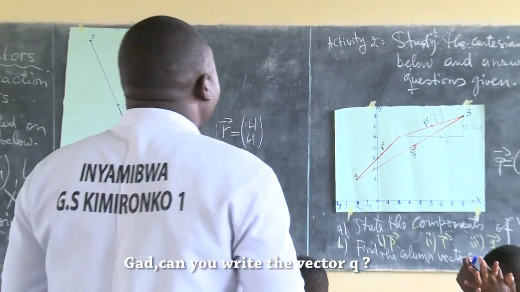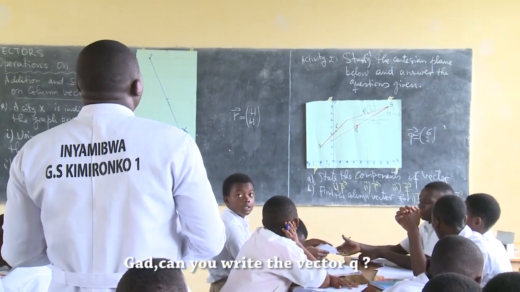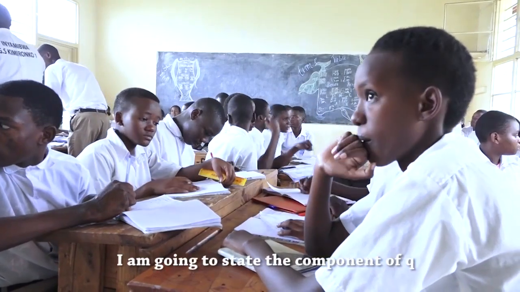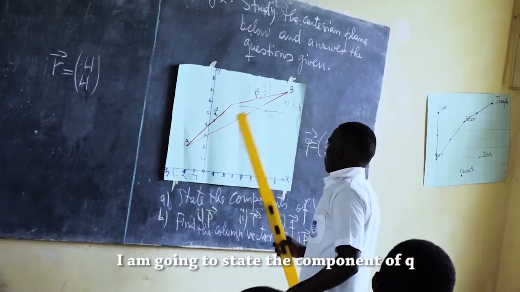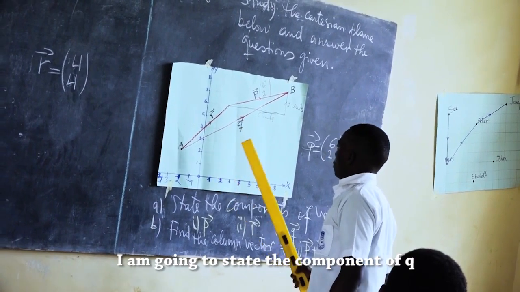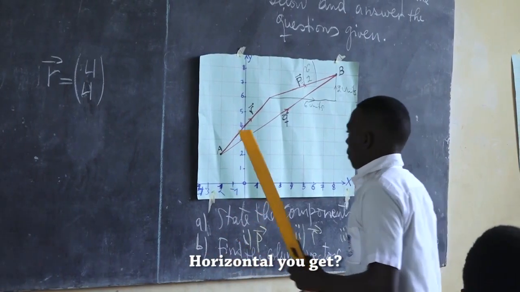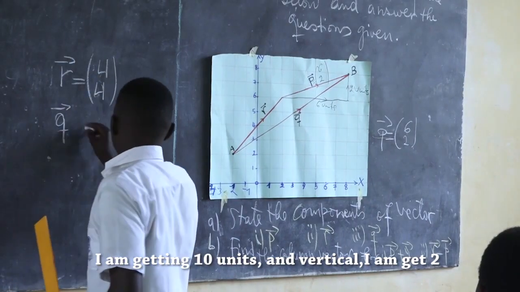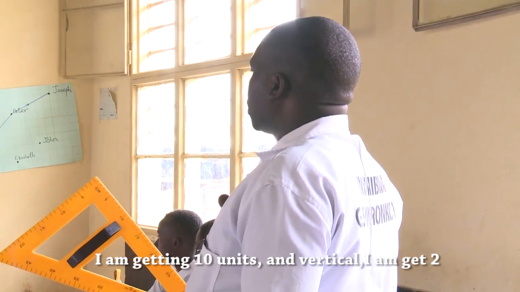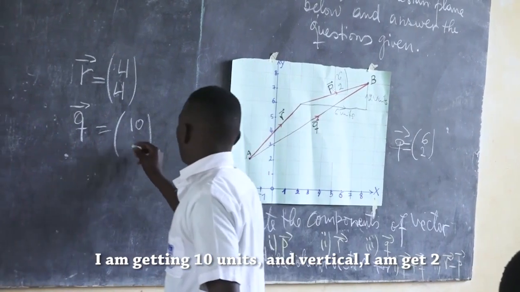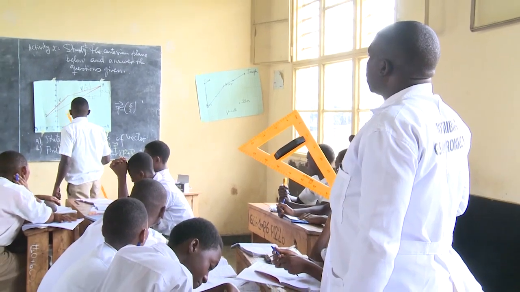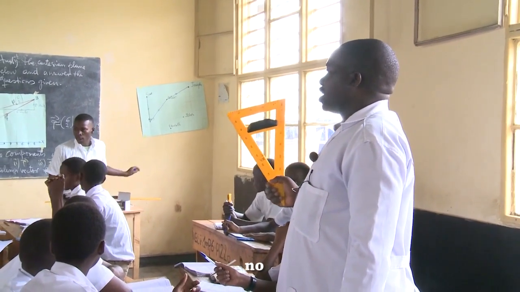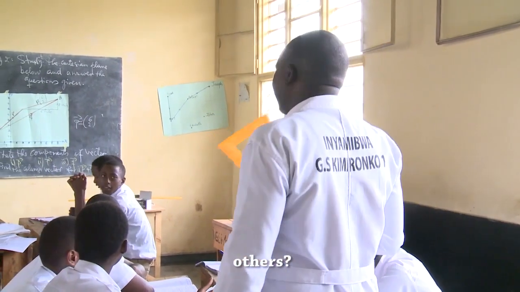God, randomly. God, can you write the vector Q? I'm going to state the components of Q. Horizontal, I get 10 units. Vertical, I get 2. For others, is that one correct? No. Others?